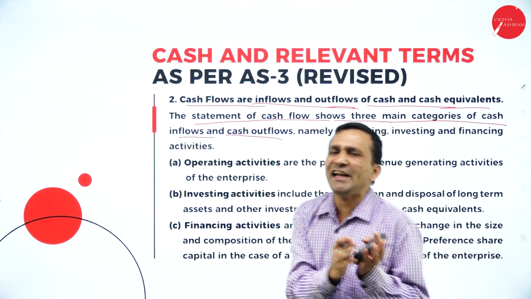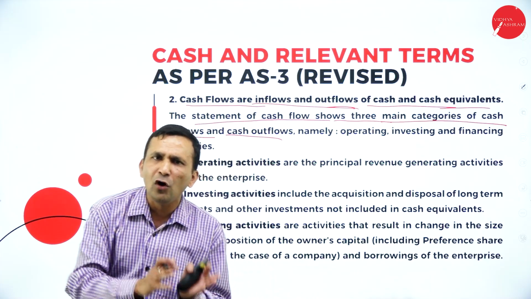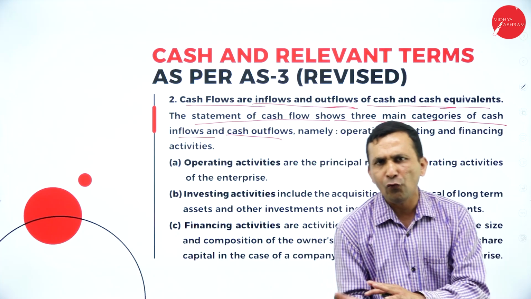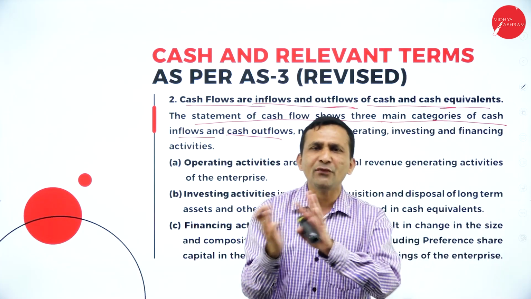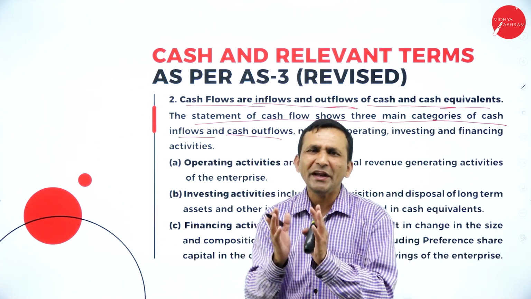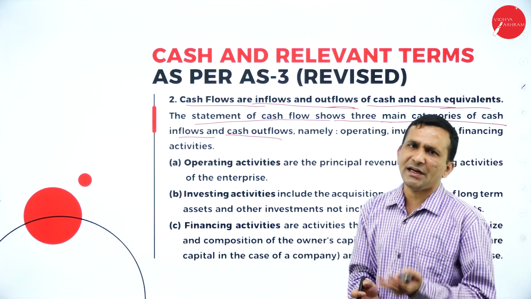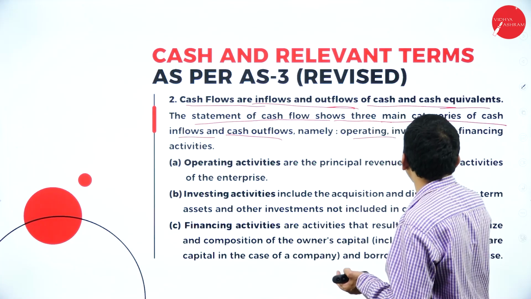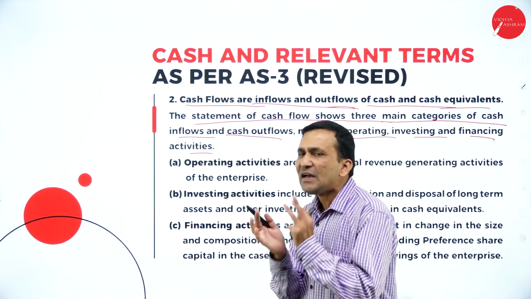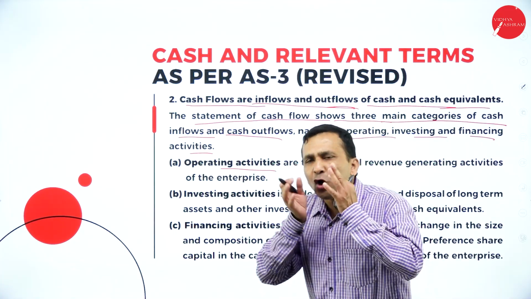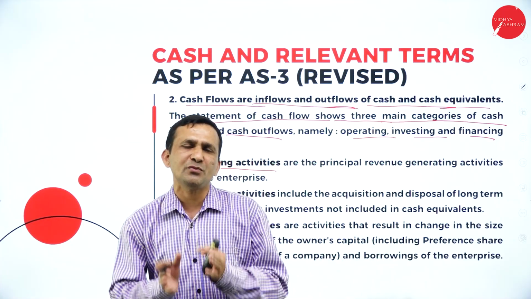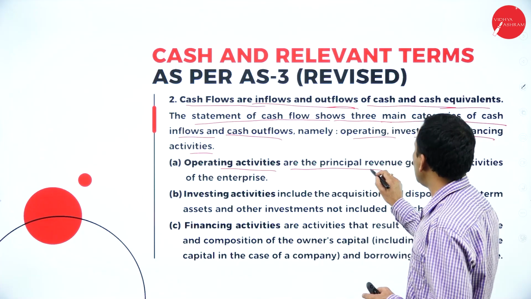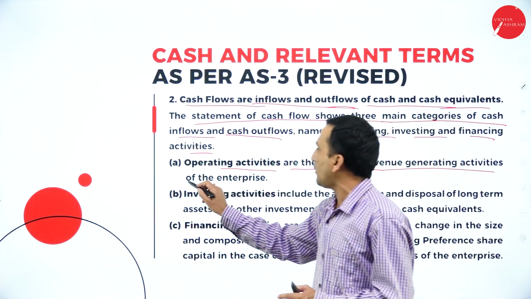Either we are talking about operating inflow and operating outflow, investment inflow and investment outflow, or financial inflow and financial outflow, because you need to identify that there are three activities going on in the cash flow statement. So operating, investing, financial activity. The first one, operating activity, we are talking only about the business operation. Operating activity is the principal revenue generating activity of the enterprise.